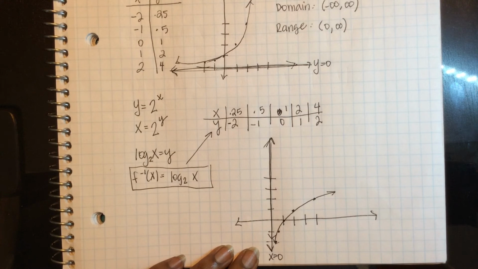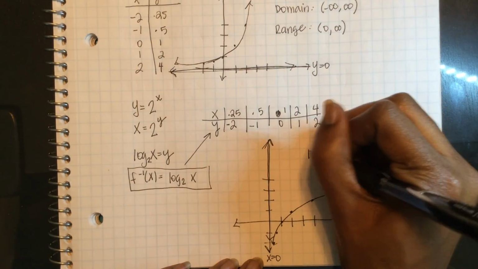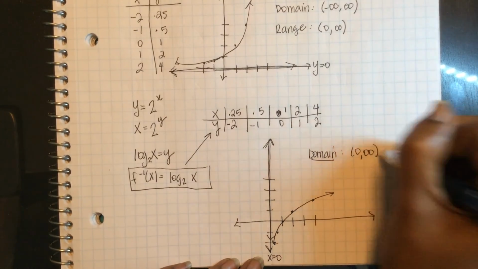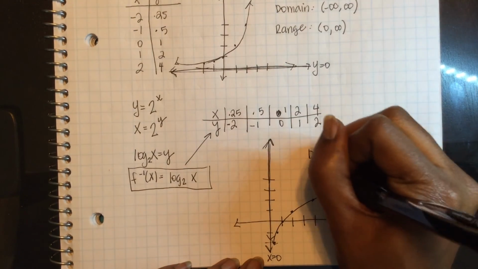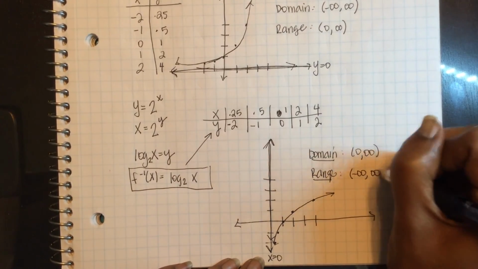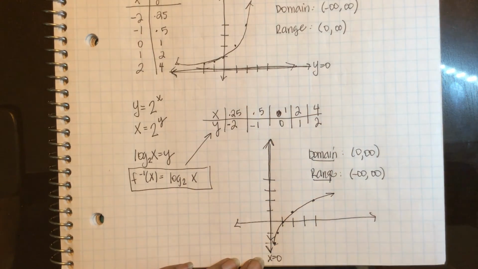And I know my domain and range are going to be the inverse of this domain and range. So domain is going to be 0 to infinity, and range negative infinity to positive infinity, because my x and y is switched, so my domain and range switch.